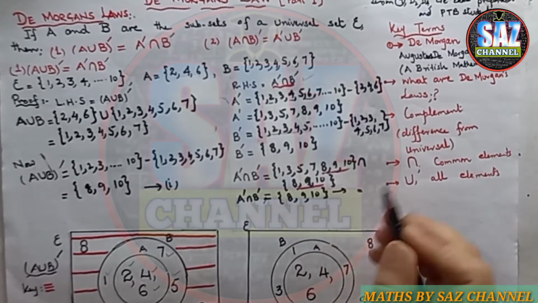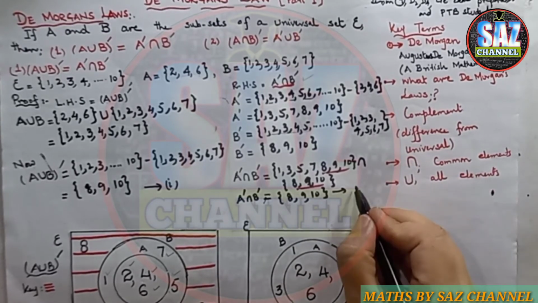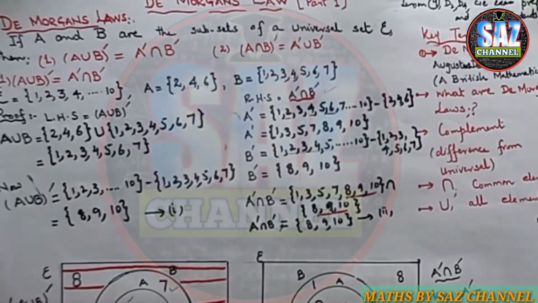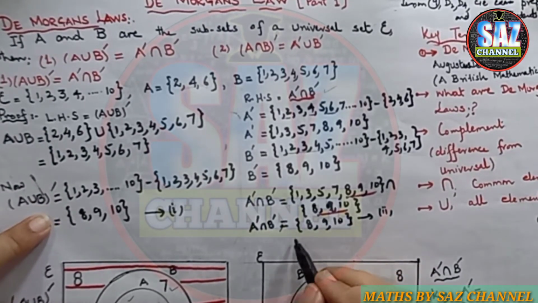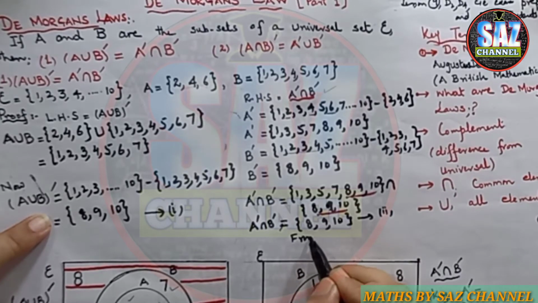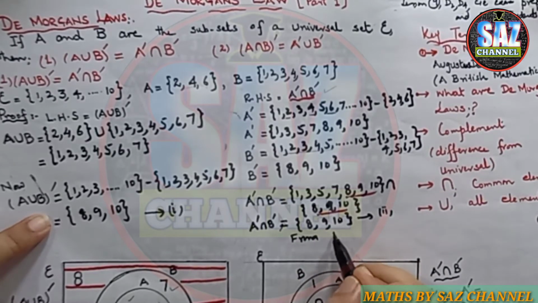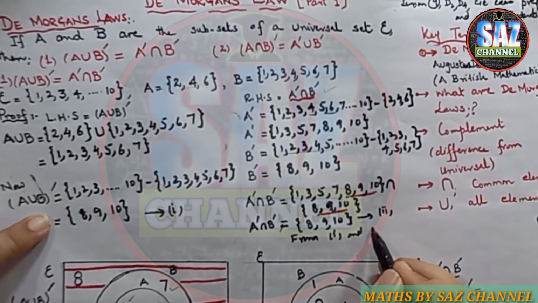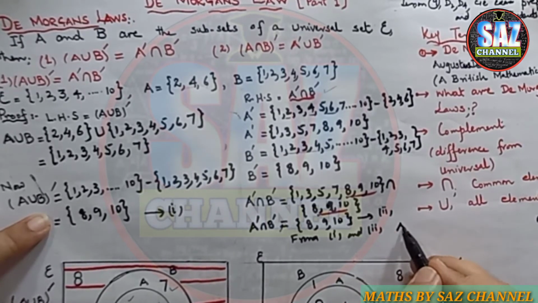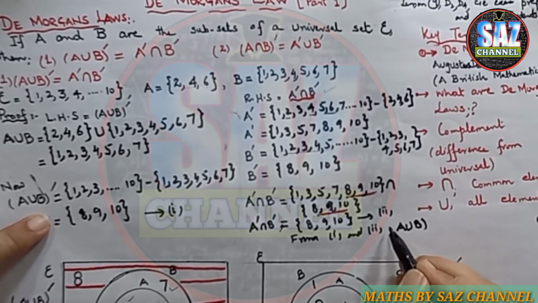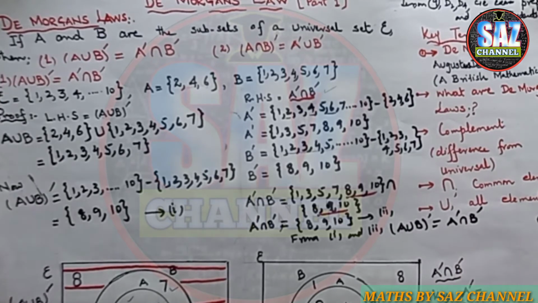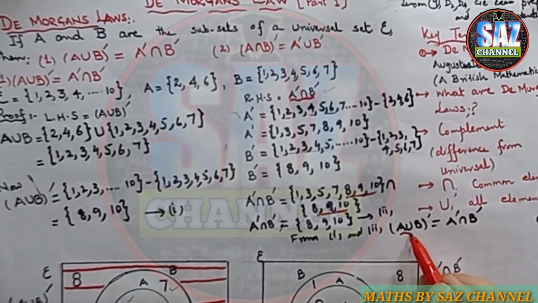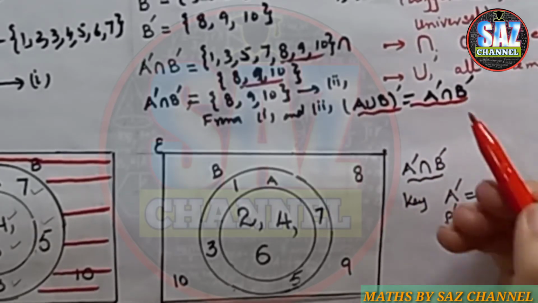Now if we look at the condition 1, that is A union B whole complement, that was also having the answer 8, 9 and 10. So finally we conclude from 1 and 2 that A union B whole complement equals A complement intersection B complement. Now we have to show the same result with the help of Venn diagram as well. So let's move to the diagram.